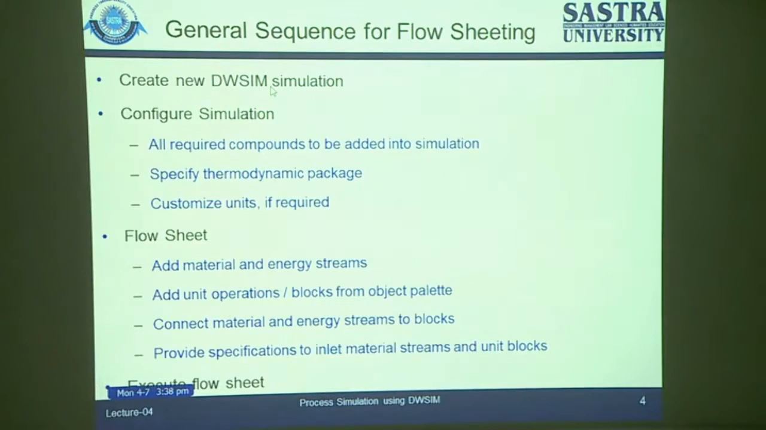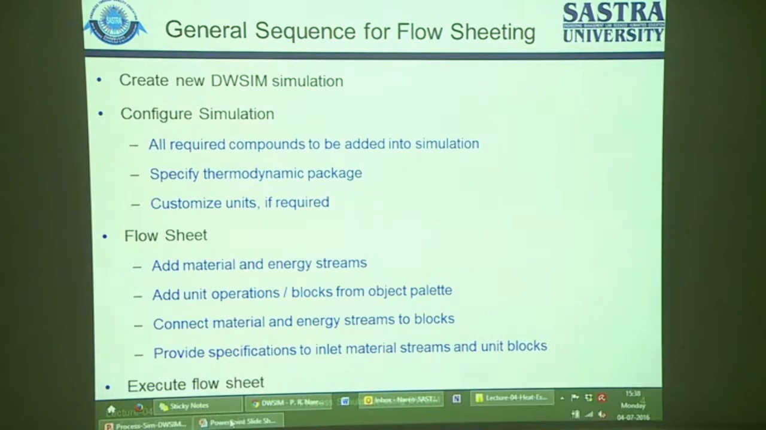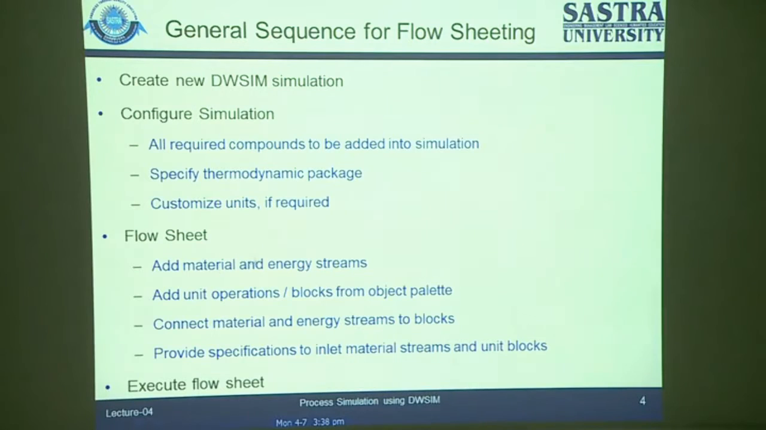Given any problem statement or process flow sheet, in order to simulate it in DWSIM, this slide summarizes a broad overview, a sequence of procedure that one has to follow to do a process simulation. We first create a new DWSIM simulation, then use the configure simulation icon to add all the components or compounds that are required in our simulation. We have to specify the thermodynamic package based on which the calculations will be done. Then we can customize units if we require while configuring the simulation.